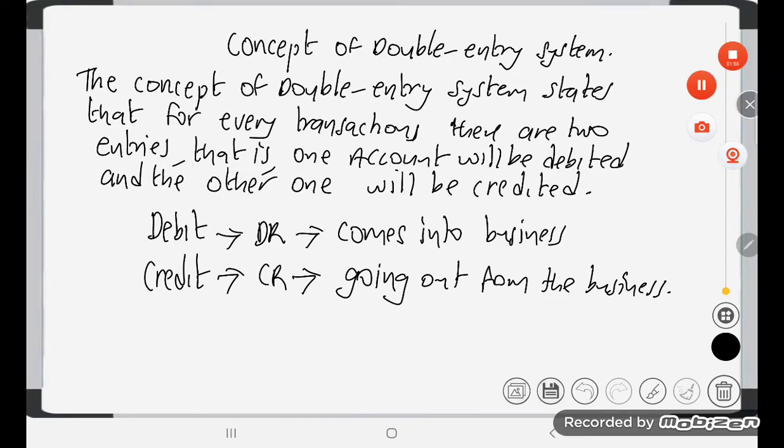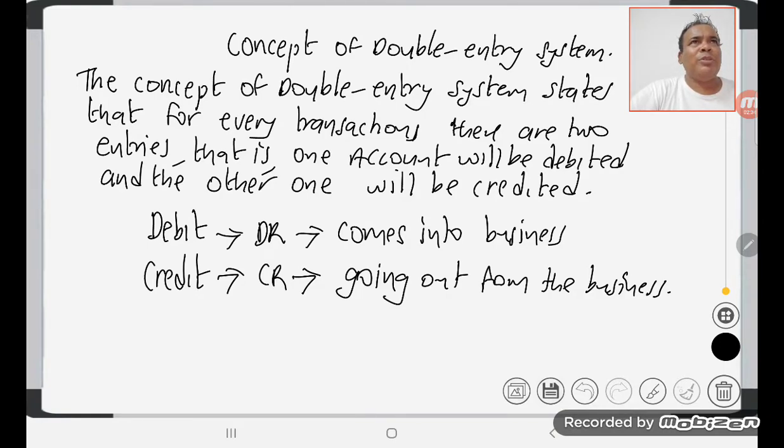So, yes, dear students, we are going to see the concept of double entry. The concept of double entry system states that for every transaction there are two entries, that is, one account will be debited and the other account will be credited. So we debit any item which comes into the business and we credit any item which goes out from the business. So, dear students, in any business transaction there are two items.